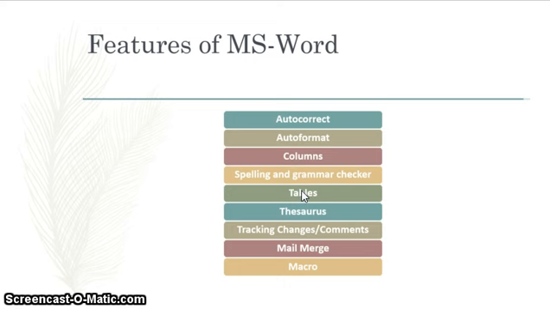Next is tables. You can create tables, whatever number of rows or columns you want. You can create a table using Microsoft Word, and you can change the height and width of your rows and columns. Next is thesaurus. If you are looking for a synonym of a word, you can use this feature of MS Word.